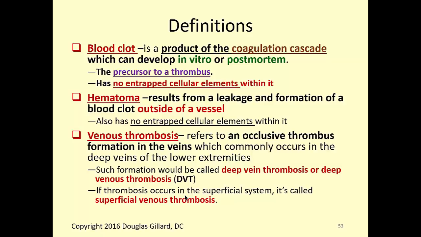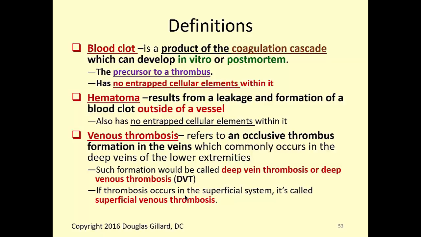A blood clot, back to our definitions, I digressed a little. A blood clot is a product of the coagulation cascade. It can occur after you die or in vitro, so this can happen outside of blood. But it's the precursor to a thrombus still, but it has no entrapped cellular elements within it. That's the difference. A hematoma results from a leakage and formation of a blood clot outside of a vessel. It also has no entrapped cellular elements within it.